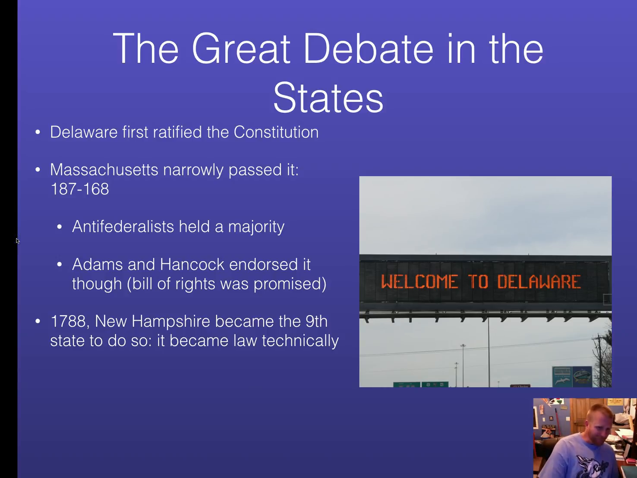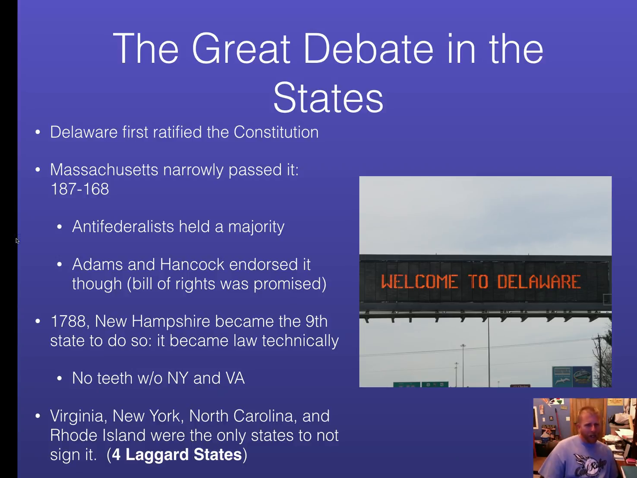Anti-Federalists. In 1788, New Hampshire became the 9th state to ratify the Constitution, making it technically the law of the land, but the two most populated states, New York and Virginia, had not done anything with it, and both states had strong Anti-Federalist sentiments, and so without those two very populated, powerful states, the Constitution has no teeth. It has no bite. It has no weight to it.